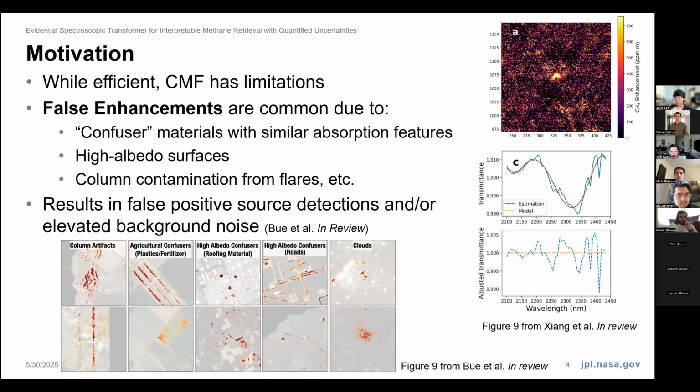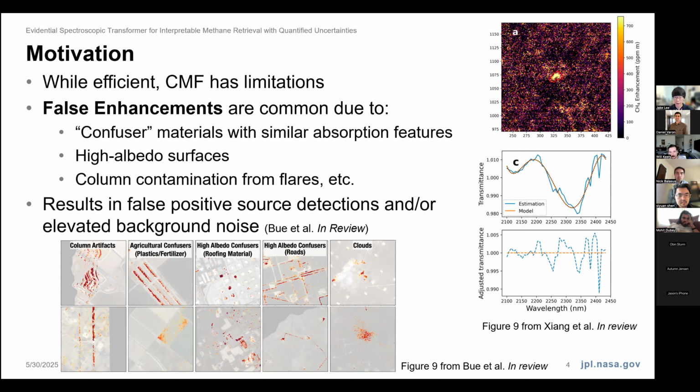So if it just follows the path of the absorption, it just kind of thinks that it could be methane. We also commonly have issues with high albedo surfaces, so very bright surfaces oftentimes light up as methane retrievals. And anytime you have some kind of a very bright flare in the column, that contaminates the background covariance.